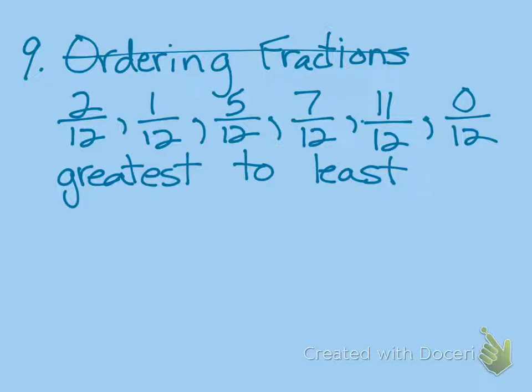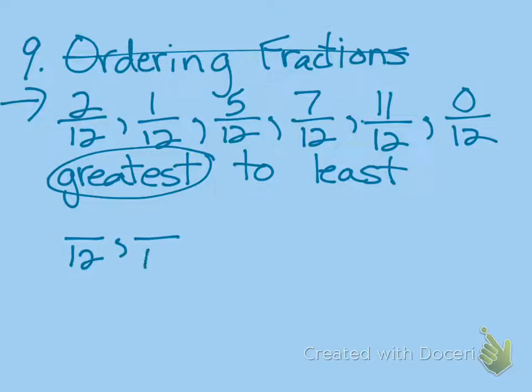Now, remember I said this makes it super easy. All of these are divided into 12 sections. So we are comparing only the top numbers. So you are going to look for the greatest number. We've got 2, 1, 5, 7, 11, and 0. So that fraction is going to go first, and then you're going to go smaller and smaller and smaller until you get to the smallest or the least fraction. So the greatest should go at the beginning, and the least should go at the end. Okay, pause your video until you have them written out in order greatest to least.